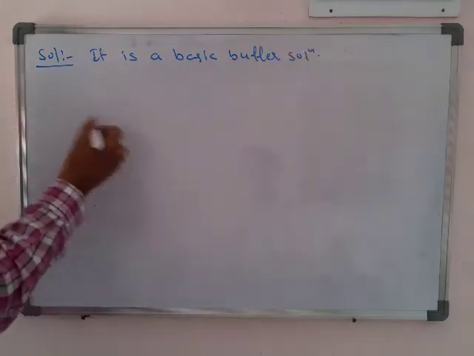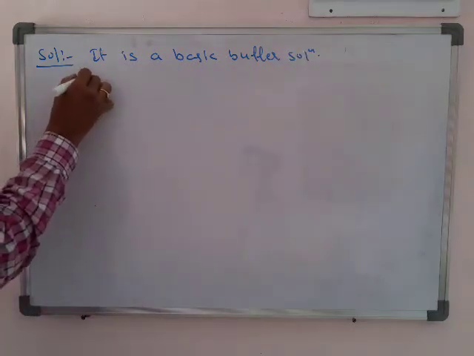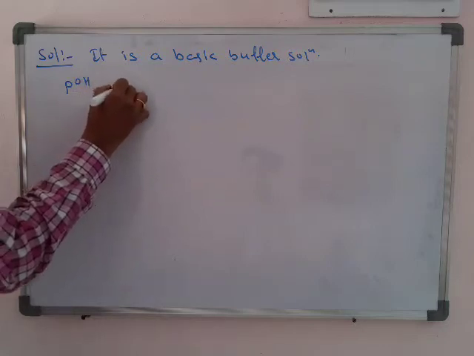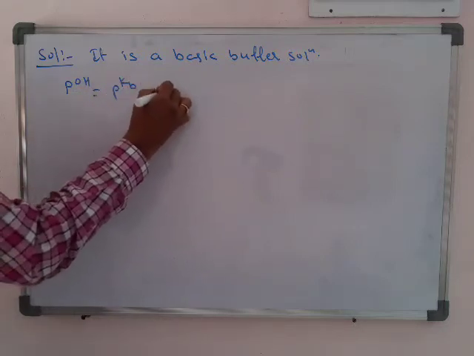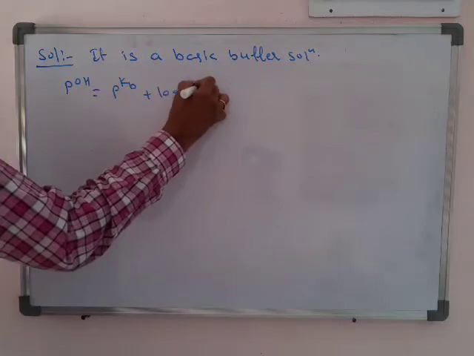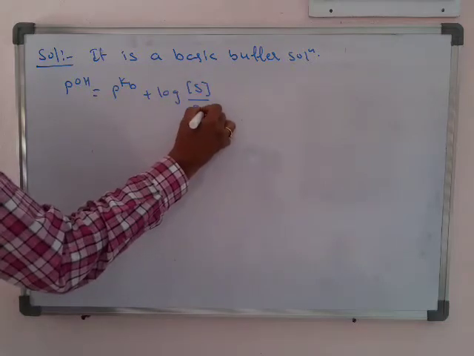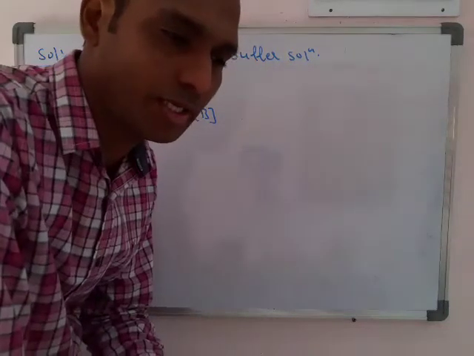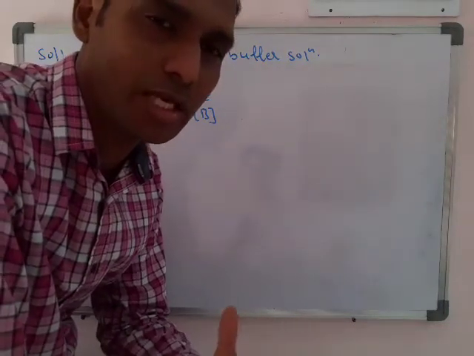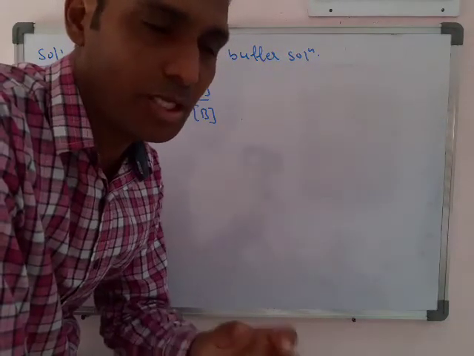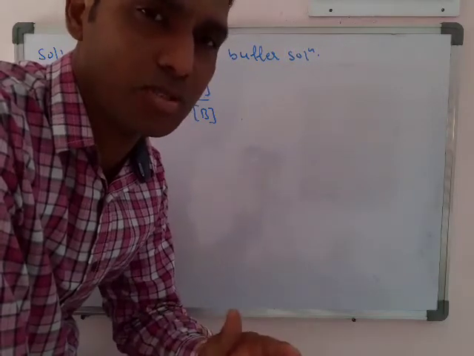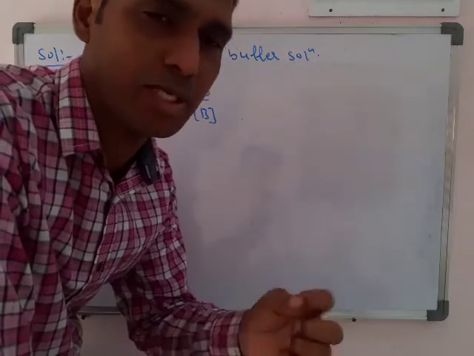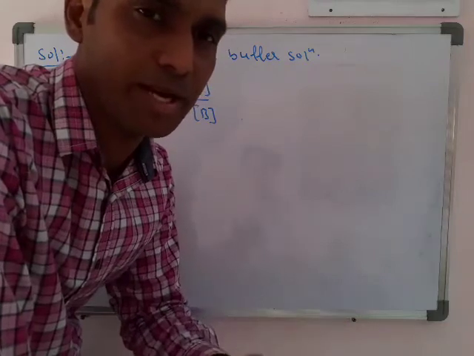It is a basic buffer. So for a basic buffer we know the formula that pOH is equal to pKb plus log of salt concentration by base concentration. But if we use this p-power formula, we have to convert the negative logarithms again. So here we actually don't need pOH. Even if pH is needed, we calculate pOH and subtract it from 14.